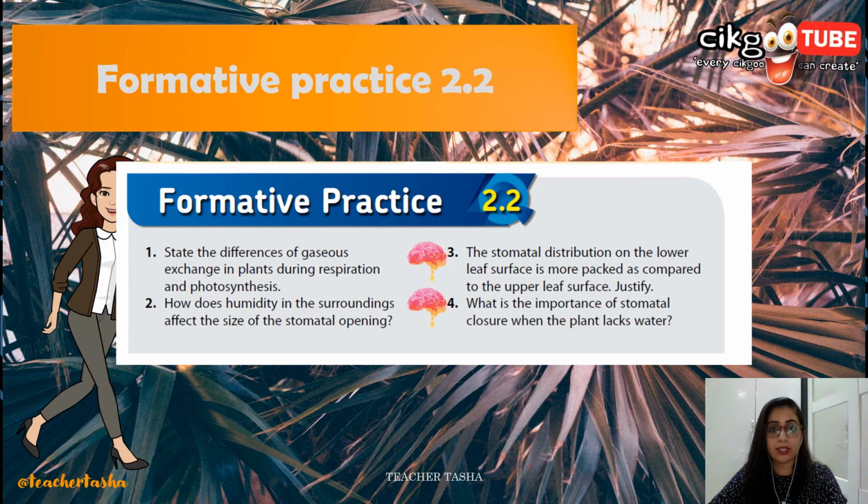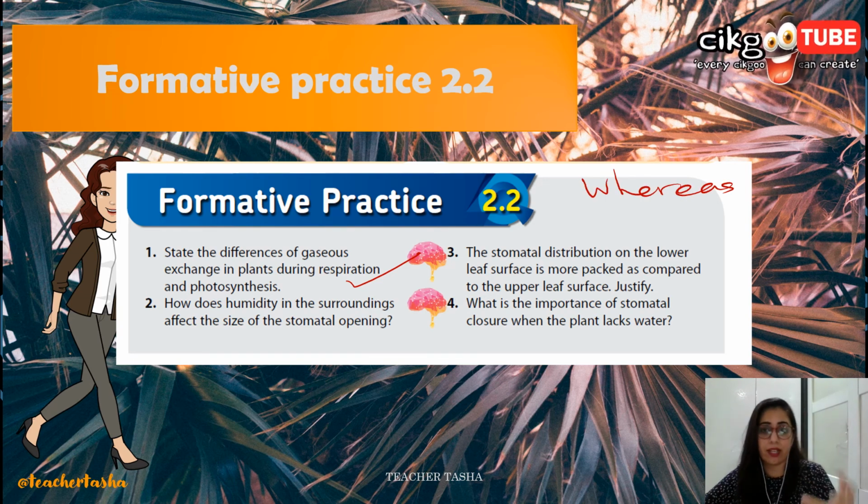Okay, with that we are done. So let's do formative practice 2.2. As usual, formative practice comes after the lesson. Now question number 1, state the differences of gaseous exchange in plants during respiration and also photosynthesis. So differences, the keyword is whereas. In photosynthesis, what happens? Whereas in respiration, what happens? So this is the keyword.